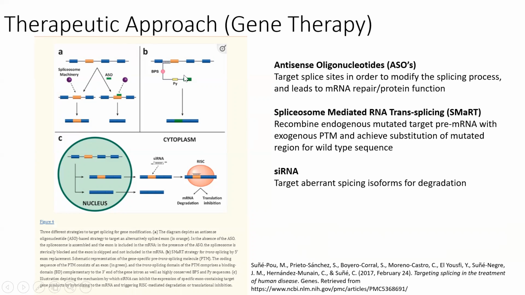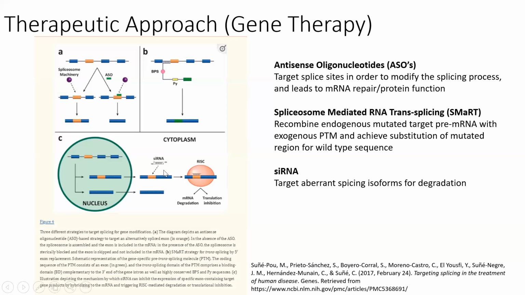And it basically is showing how it functions by introducing a section of repaired mutant transcripts with the main goal of recombining endogenous mutated target pre-mRNA with exogenous PTM to achieve substitution of mutated regions for the wild-type sequence, ultimately fixing the mistakes. The last gene therapy technique is siRNA, and it functions by silencing the expression of genes by preventing translation through promoting degradation due to the base pairing that it does.